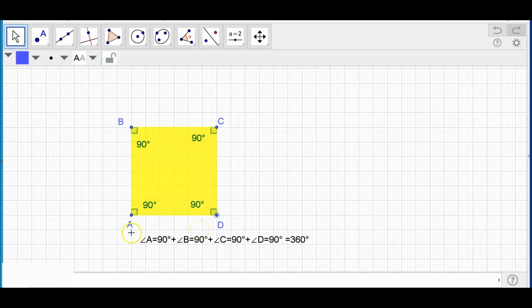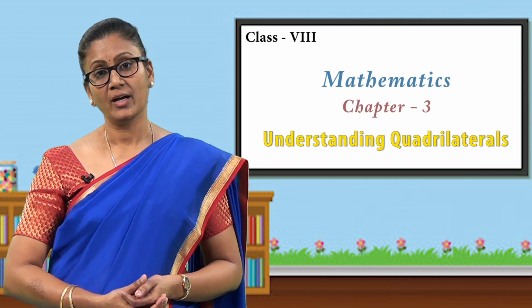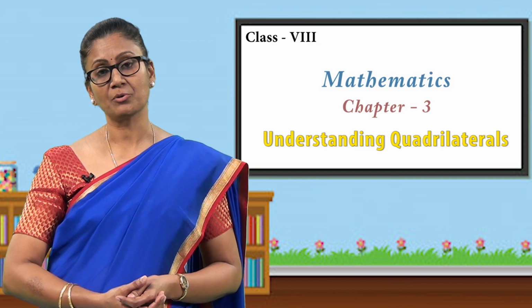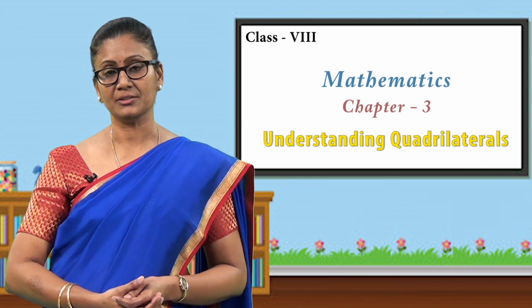Yes, now it's a square. Again you can see all the sides are equal and all the angles are 90 degrees. But still the sum of the interior angles remains 360 degrees. So we have generalized that for any given quadrilateral, the sum of the interior angles will always be equal to 360 degrees. Well, that video has shown us the angle sum property for a quadrilateral.